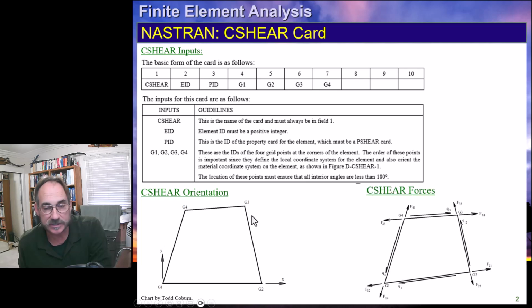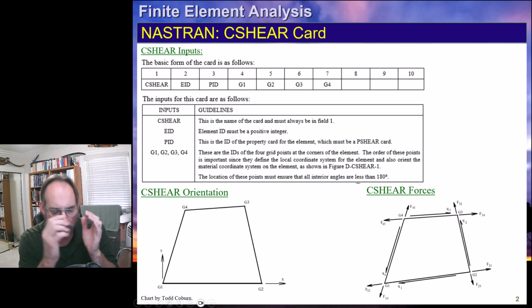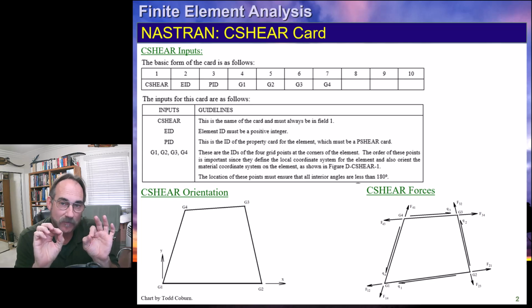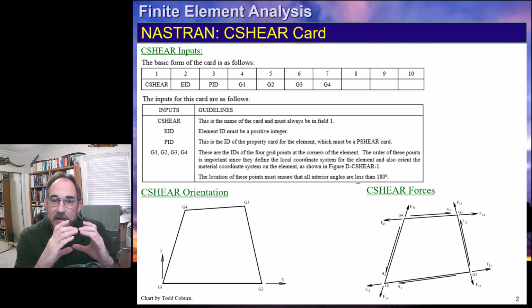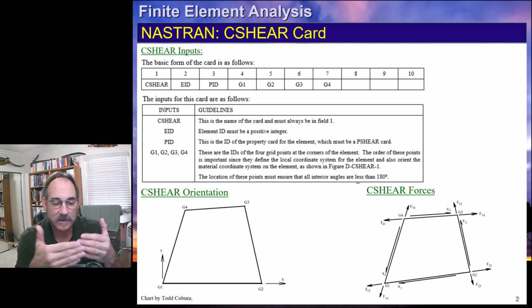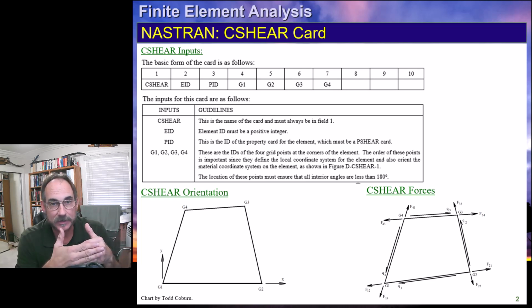Now, while this was the CSHEAR orientation on the left, on the right here, we see how CSHEAR forces are determined. So, in contrast, thinking back to what we know about CQUAD4 elements, CQUAD4 elements are membrane elements, where we are getting running loads in all the component directions and running shears. We can also get transverse bending capability and some other specialized effects. Shear panels, on the other hand, are a shear-only element. So, they don't have axial load capability, they have shear capability.